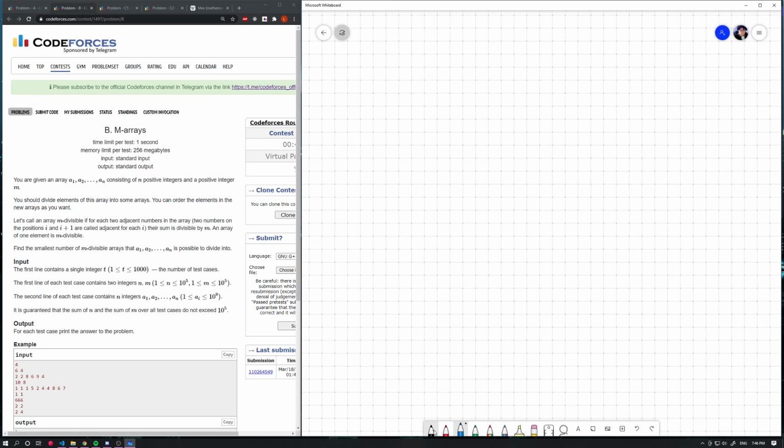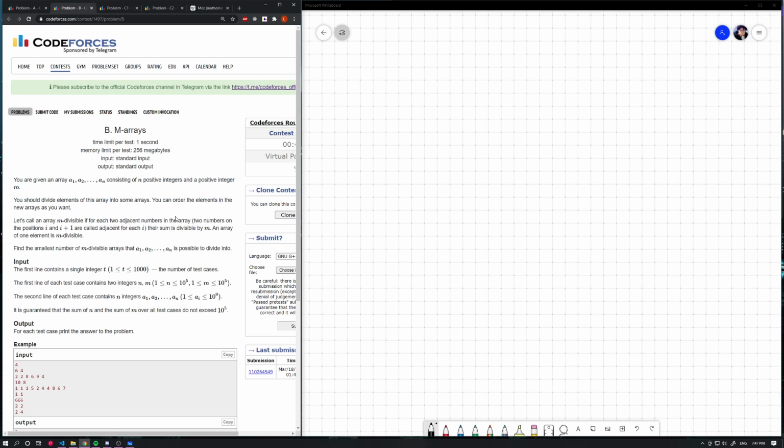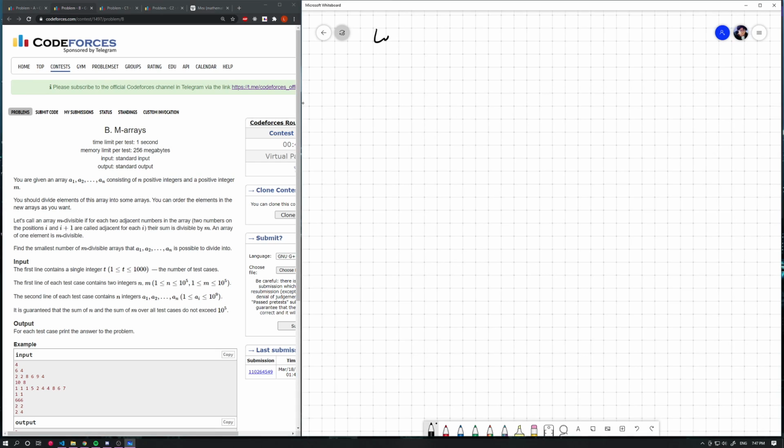And when thinking about this problem, especially in terms of divisibility by m, instead of actually looking at these numbers in the array, it's easier to look at these numbers mod m. So that's the approach we're going to take.